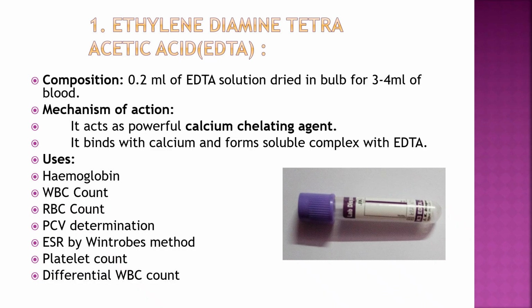Now we will see a few examples of anticoagulants. First is the ideal anticoagulant used in hematology. It is EDTA, ethylene diamine tetraacetic acid. Mechanism: it is a calcium chelating agent. It removes calcium so that there is no clotting, and the blood stays in a liquid state. Uses are all hematological investigations like HB, CBC, ESR, PCV, and all cell counts.